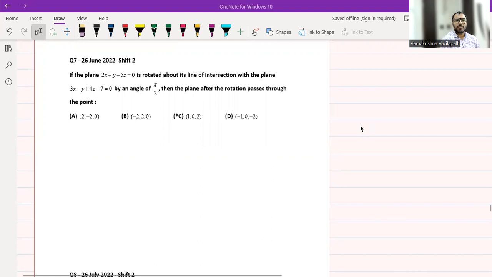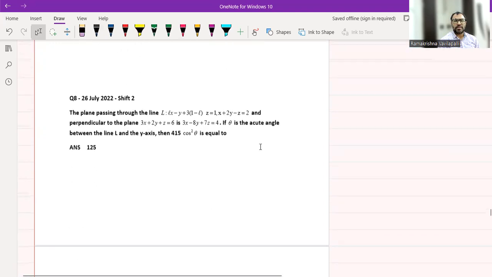There is another question asked in June 2022. If this plane is rotated about its line of intersection with this plane at an angle of pi by 2, which means exactly the same as the previous question, after rotation the plane passes through which point? So please proceed as in the previous question and solve it. Verify the point in the rotated plane.